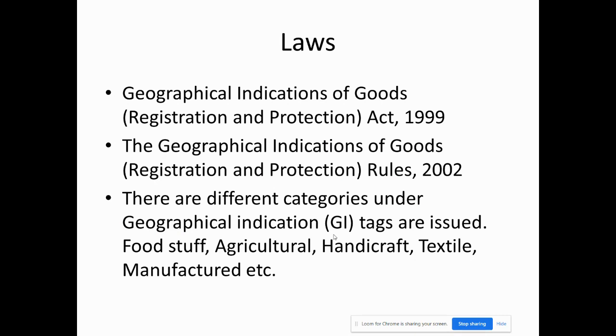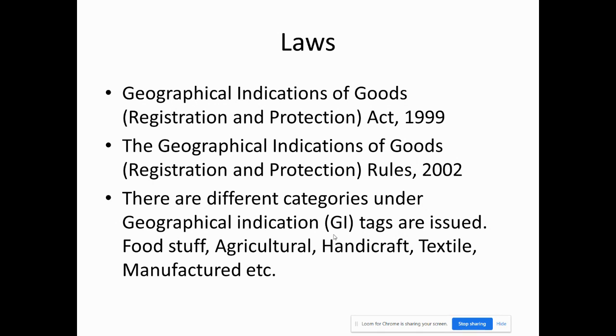So we have certain laws in order to protect geographical indications. One is the Geographical Indications of Goods Registration and Protection Act 1999. Then we have rules related to that, the Geographical Indications of Goods Registration and Protection Rules 2002. So these two laws actually protect the geographical indications of native products.